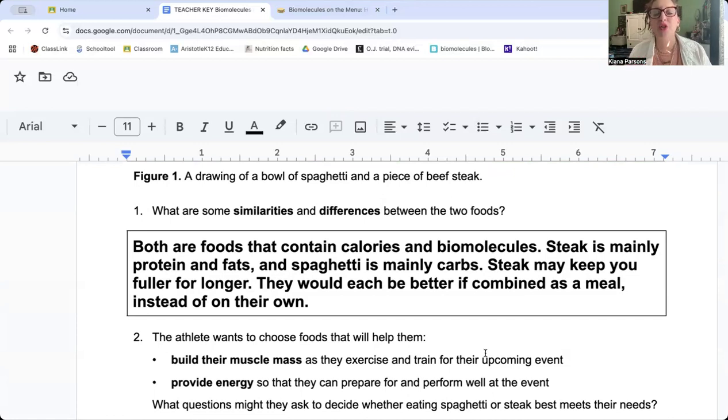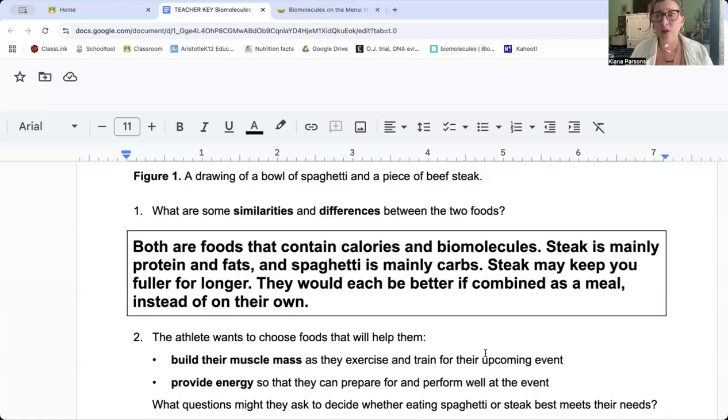So, the athlete wants to choose foods that will help them build their muscle mass as they exercise and train for the upcoming event, and provide energy so that they can prepare for and perform well at the event. So, what questions might they ask to decide whether eating spaghetti or steak best meets their needs? Which food may help me build more muscle? Which food contains more protein? Which food may provide me more energy? Which food has more calories? Which food will take longer to digest?